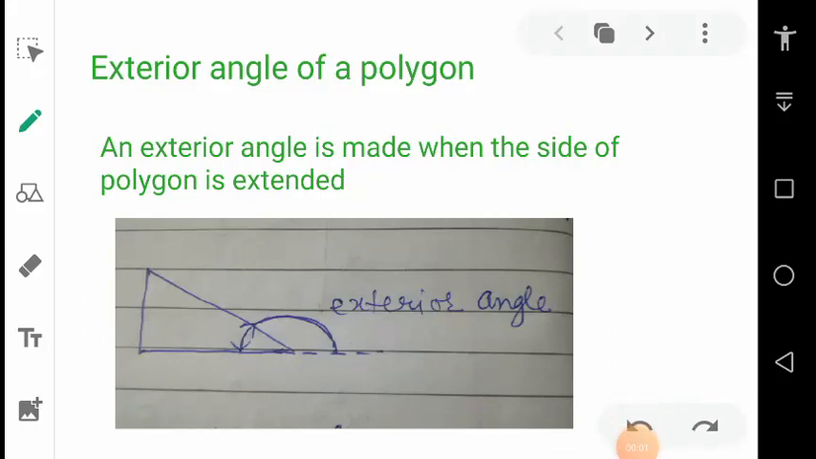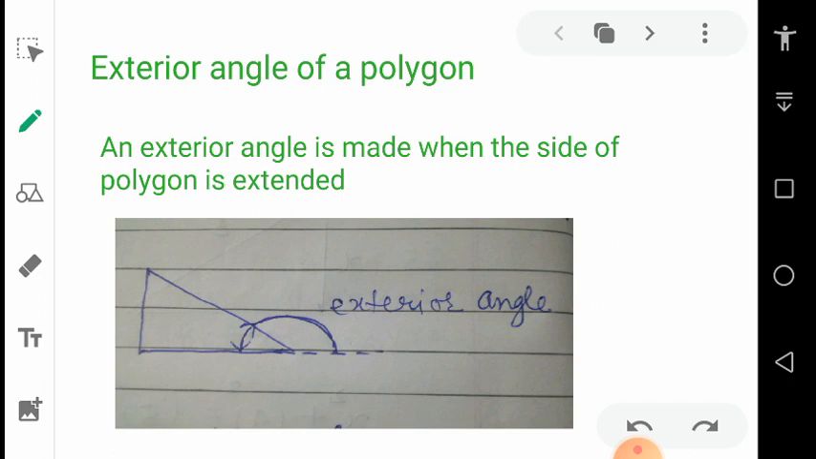In this video, we will learn about the exterior angle of a polygon, its properties, and the formula to calculate the value of an exterior angle. Okay, so what is an exterior angle of a polygon?